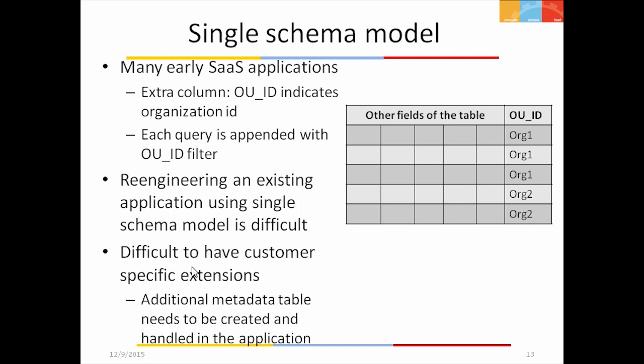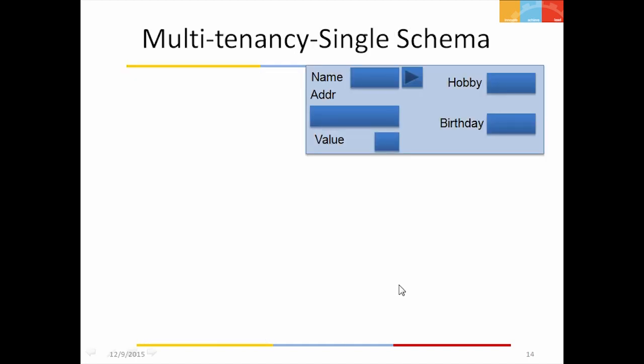Another problem is that it is difficult to have customer specific extensions. One needs to implement an additional metadata table to handle this in the application. Essentially that metadata table needs to be created, and the application needs to be aware of that metadata table, and that needs to be used for additional extensions. An example is this: suppose there is a single schema. Well, we'll go with the single schema model.